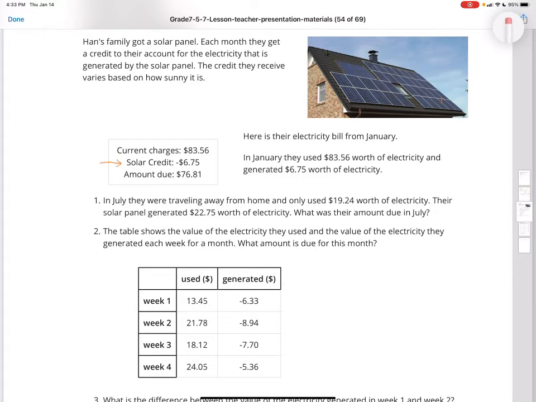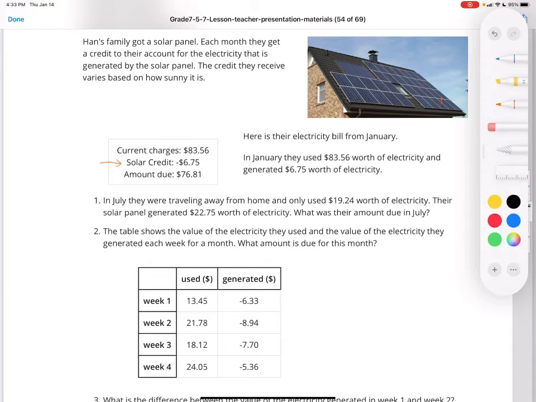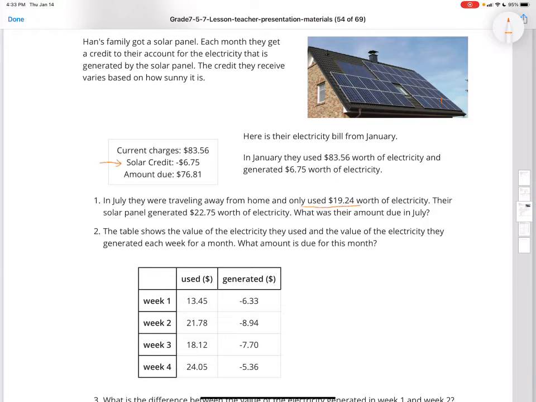It said in July they were traveling away from home and only used $19.24 worth of electricity. Their solar panel generated $22.75 worth of electricity. What was their amount due in July? Okay, so let's do some quick annotations. They only used $19.24 worth of electricity, but their solar panel generated $22.75 worth of electricity, which means that's what the solar panel accumulated.